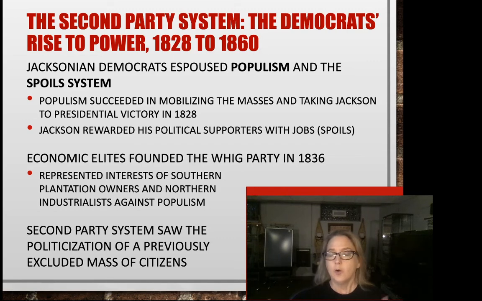The economic elites, alarmed by this, went and they founded what's called the Whig Party. So the Democratic Republicans essentially split. You get the Jacksonian Democrats and the Whigs. And the Whigs were fiscal conservatives. They represented in the South the Southern plantation owners, the landowners, and in the North they were industrial capitalists, people with a little more money, upper middle class and above, people who were fearful of some of that populist sentiment and were more interested in government policies that helped them become wealthier. So this is the second party system, and it's seeing the politicization of the previously excluded mass of citizens.